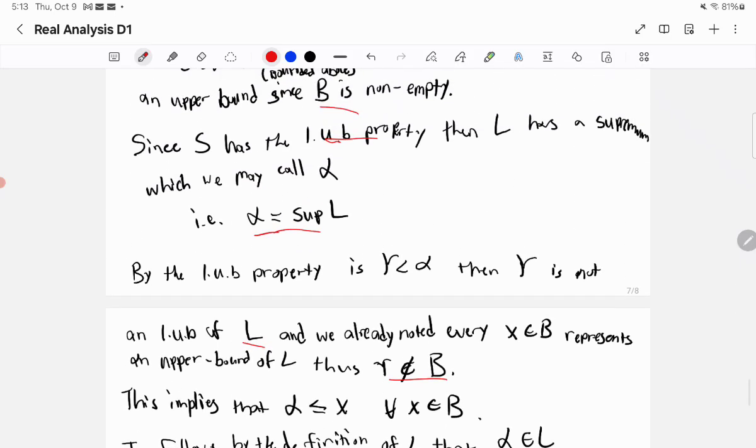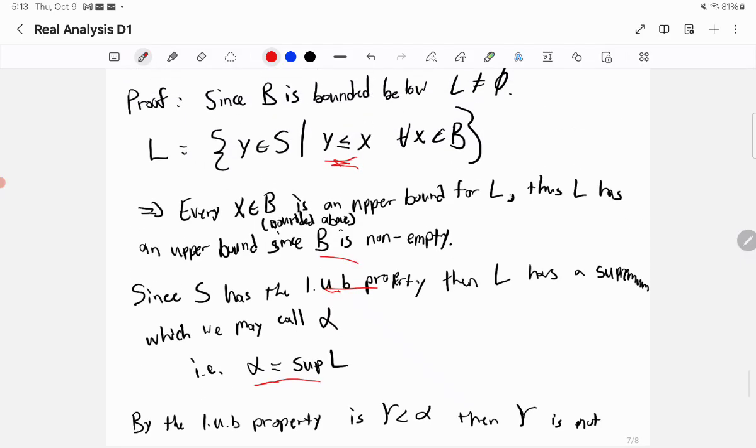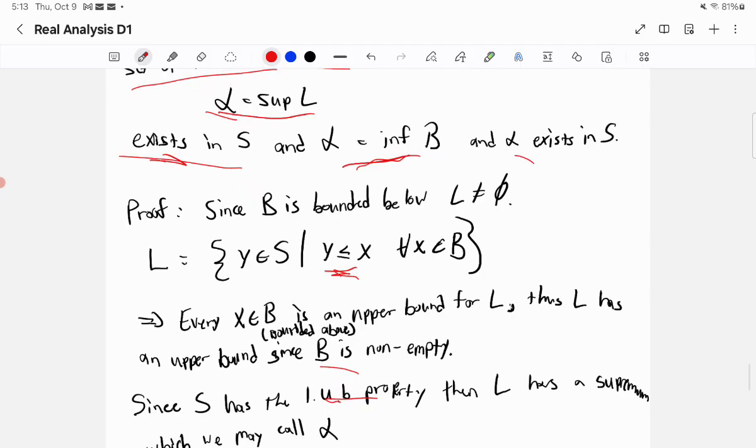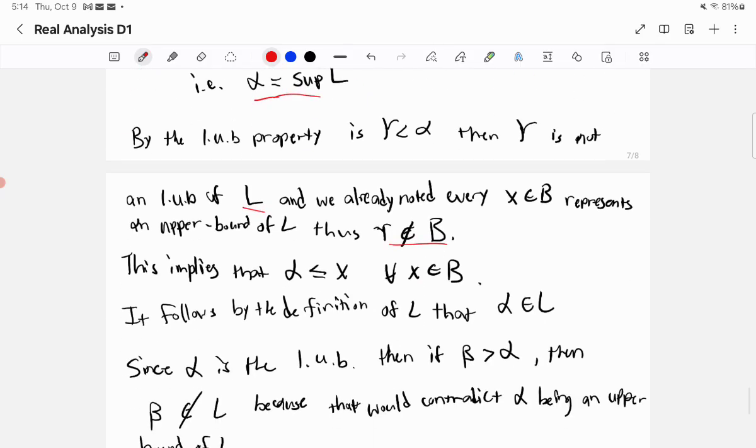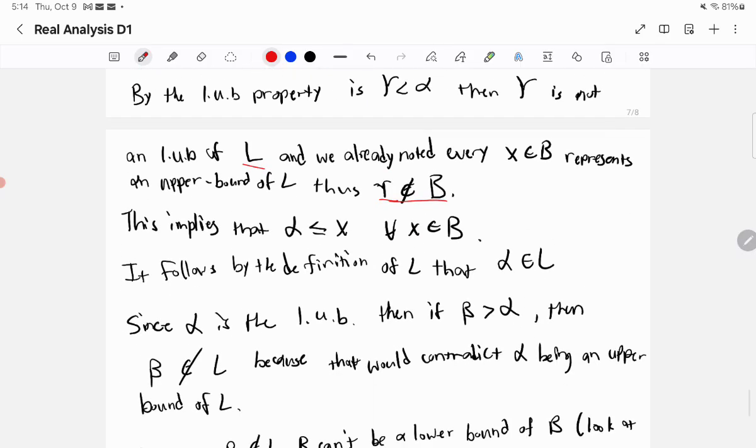But we already said that every value of B is an upper bound of L, right? Every value of B is an upper bound of L. So that means that this value gamma that's smaller than alpha cannot be in the set B, okay? Then, following from that, it implies that alpha is less than or equal to every x that's in B.